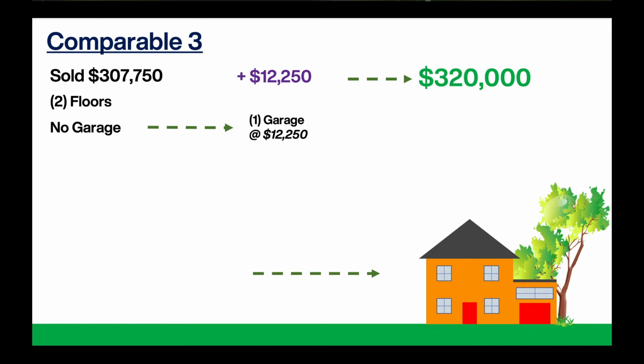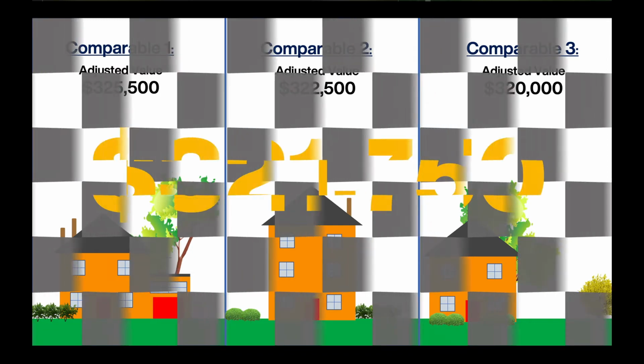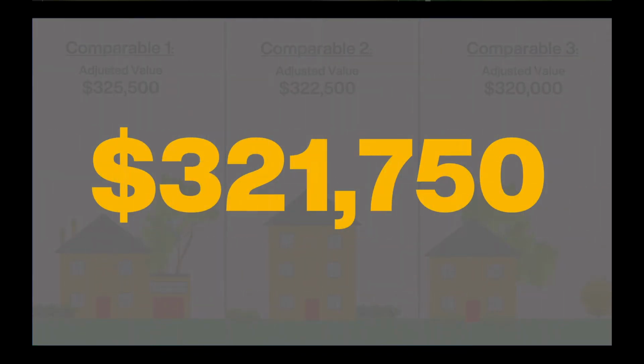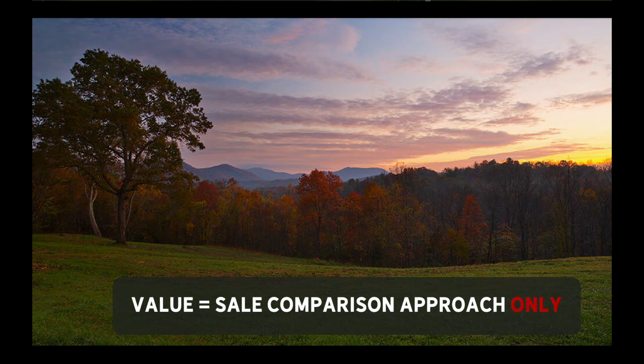Looking at all the data, the adjusted values of comparable properties 1, 2, and 3 would be $325,500, $322,500, and $320,000 respectively. Based on an appraiser's professional opinion and the adjusted values of the comp properties, the market value of the subject property could be $321,750. Oh, let me also mention as an important note, the sales comparison approach is the only method used to find the value of unimproved land.